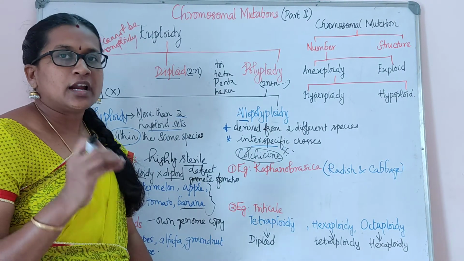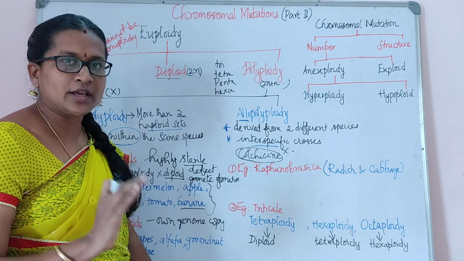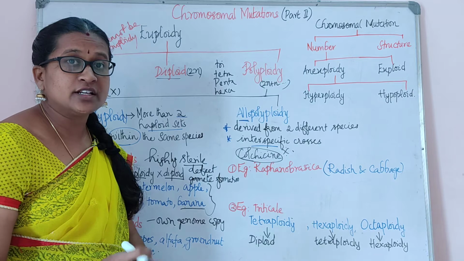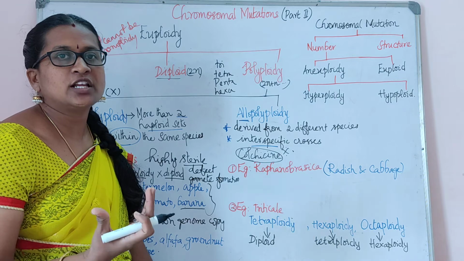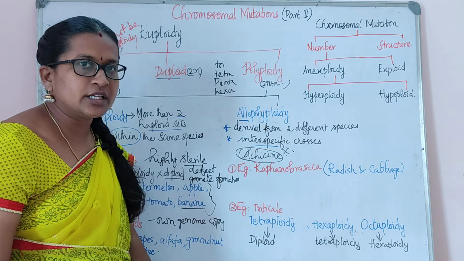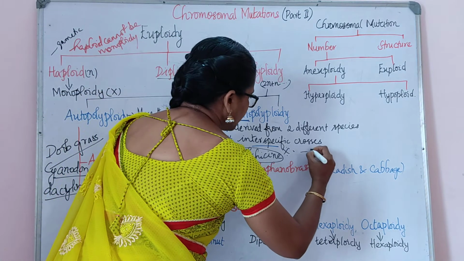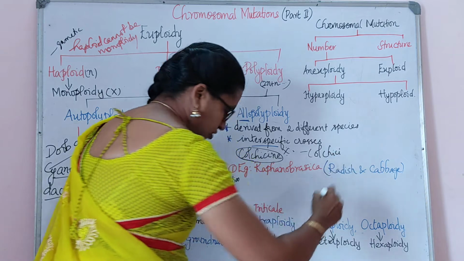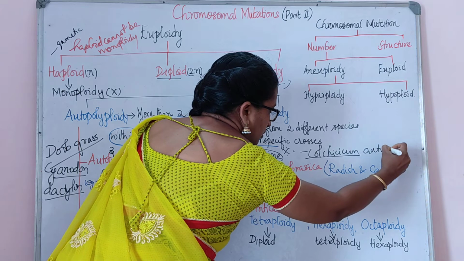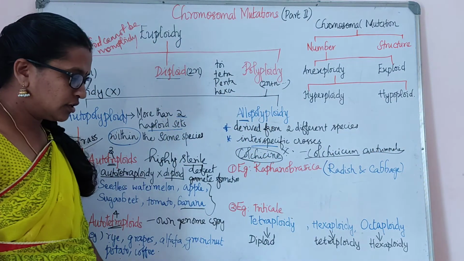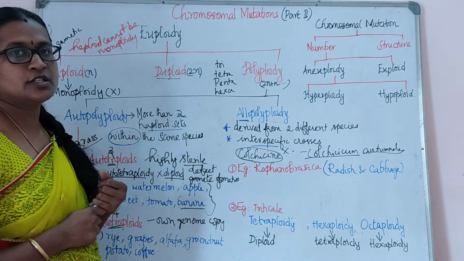Another important thing here is that this plant does not exhibit polyploidy. Why? Because it naturally has an anti-colchicine chemical in that plant itself. So polyploidy is naturally inhibited in that plant. The plant name is Colchicum autumnale. Okay, so Colchicum autumnale is the plant from where this colchicine is produced.